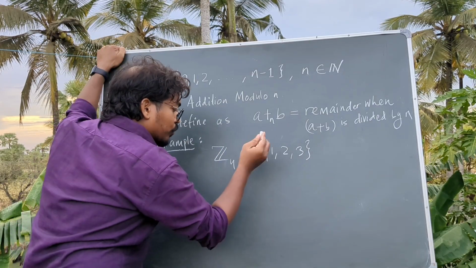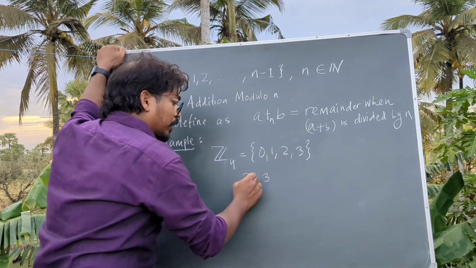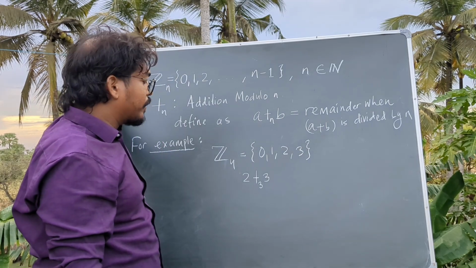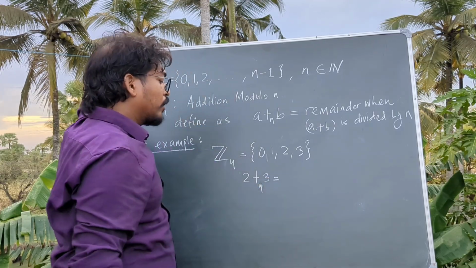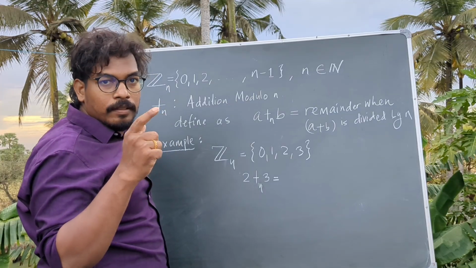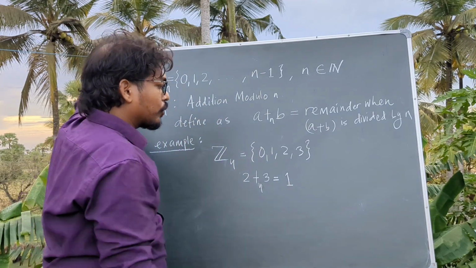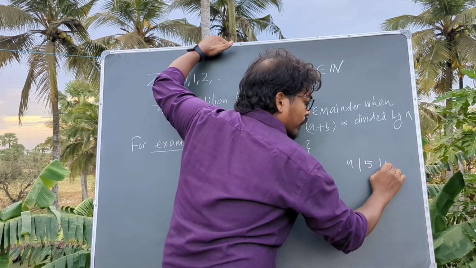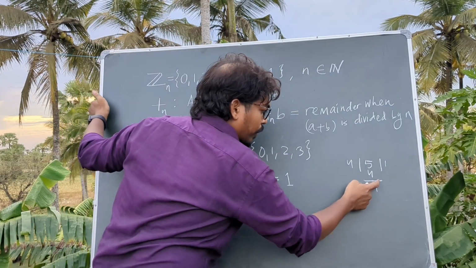And suppose I am taking the elements 2 and 3 and applying the game add, divide, remainder, ADR, this is modulo 4. I will get 2 plus 3 is 5, and 5 divided by 4 will give remainder 1, because 2 plus 3 is 5, and when 5 is divided by 4 we will get quotient 1 and remainder 1. This is our remainder.